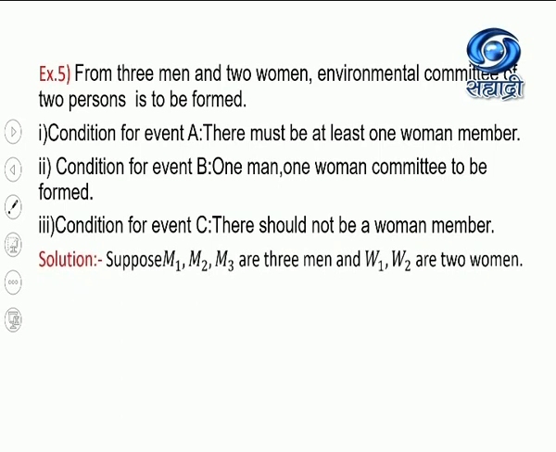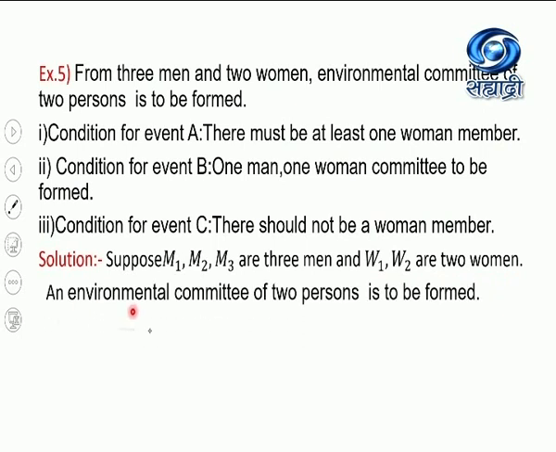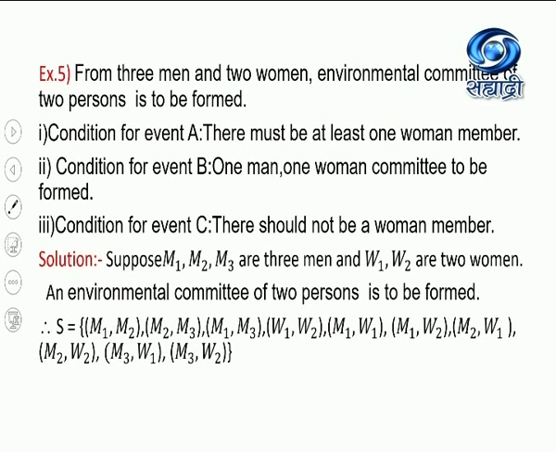Now, let us write its solution. Suppose M1, M2, M3 are 3 men and W1, W2 are 2 women. An environmental committee of 2 persons. So this 2-person word is very important. 2 persons are to be formed. Therefore, let us make groups of 2 members.